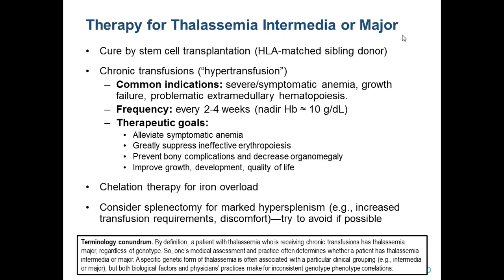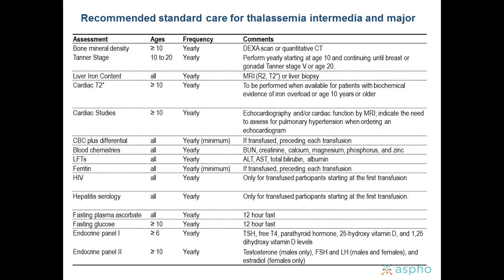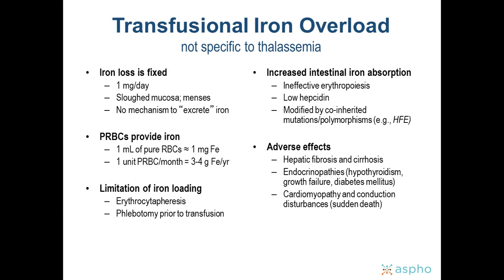But for the ones that have severe anemia, you generally do chronic transfusion or hypertransfusion therapy. The common indications are severe symptomatic anemia, growth failure, extramedullary hematopoiesis. And the goals are to alleviate that anemia, suppress that ineffective erythropoiesis, prevent bony complications, and improve growth and quality of life. You do need to do chelation for iron overload, and occasionally you have to consider splenectomy for marked hypersplenism. But we try to avoid that as possible. This is just for you to review in your own time.